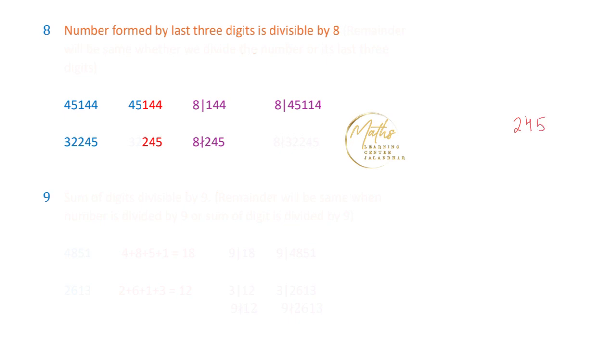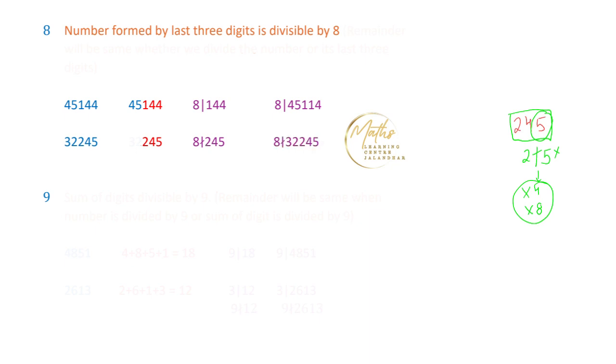Look at this last digit over here. It is 5, and 2 does not divide 5. And if a given number is not divisible by 2, then it cannot be divisible by 4 or by 8. So we are saying that 8 does not divide 245. So if the number formed by the last 3 digits is not divisible by 8, then the given number is not divisible by 8. So we are saying 8 does not divide 32245.